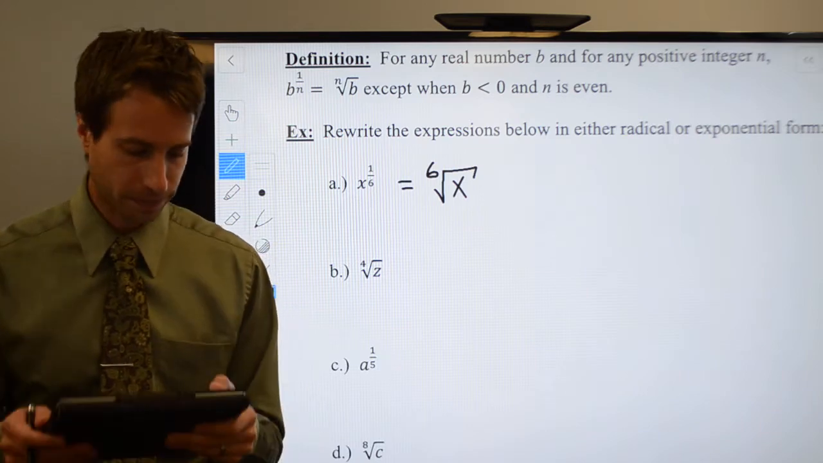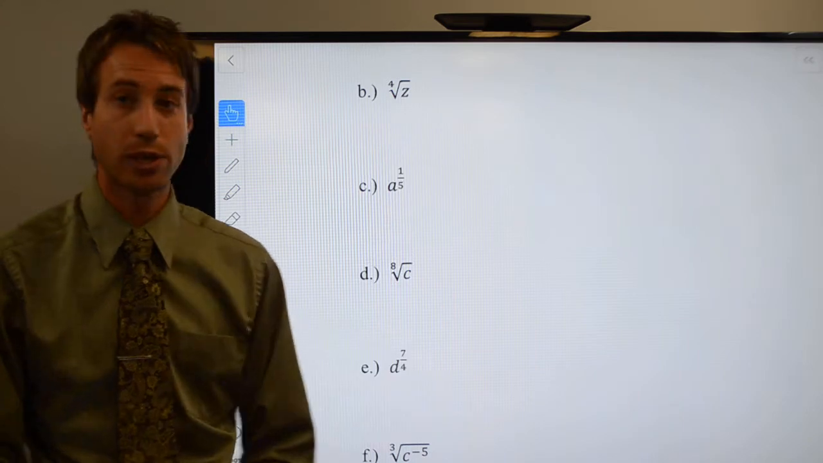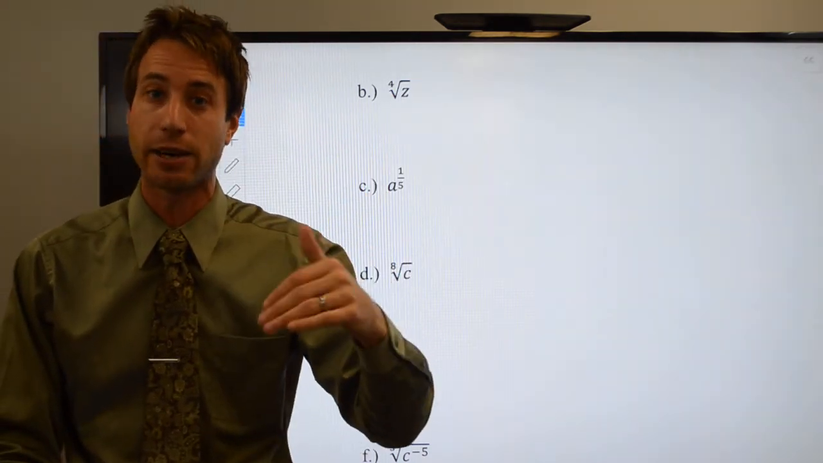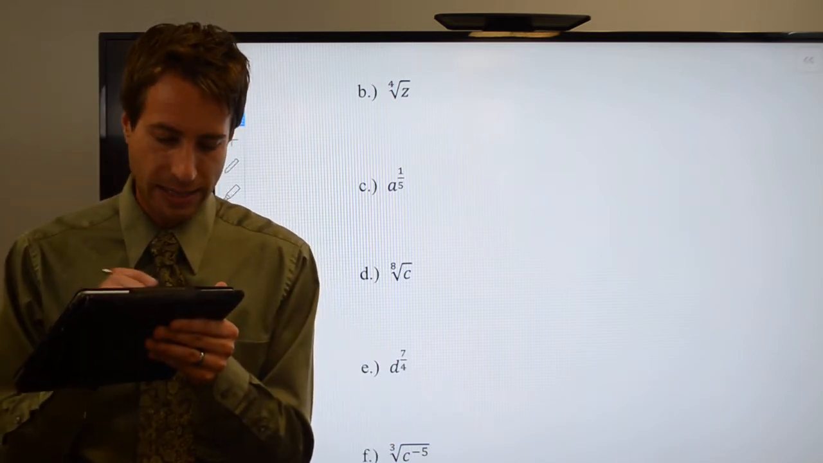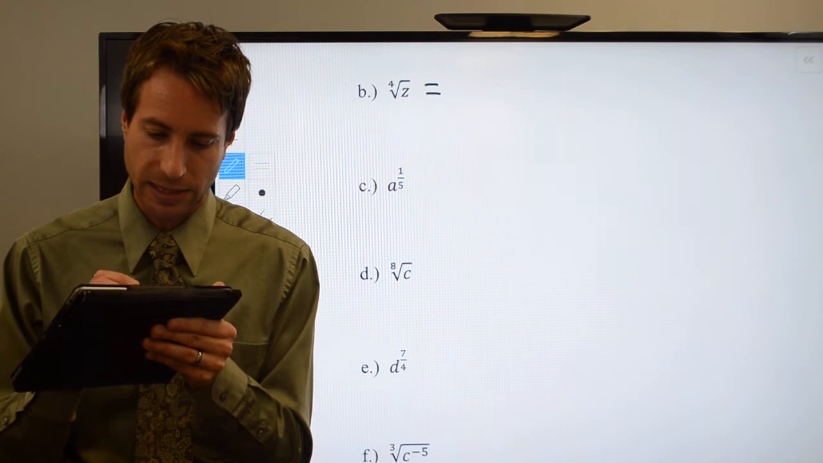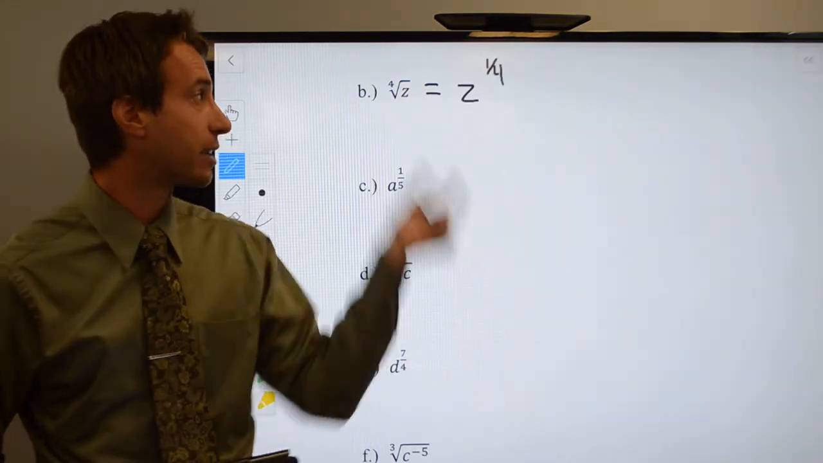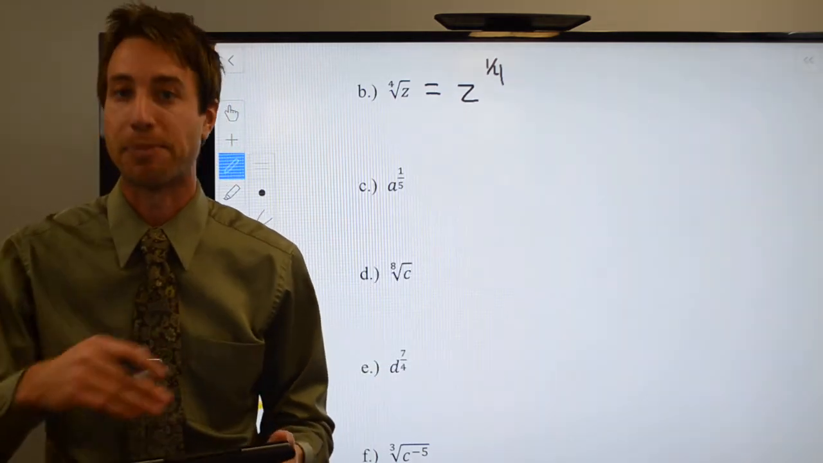Let's keep going. The next one, I have a 4th root of z. Well, whatever the index is going to become the denominator in my exponential rational number. So that means that this is going to become z raised to the 1/4 power. I have taken the radical expression and rewritten it as an exponential expression, right? Go in the opposite direction.